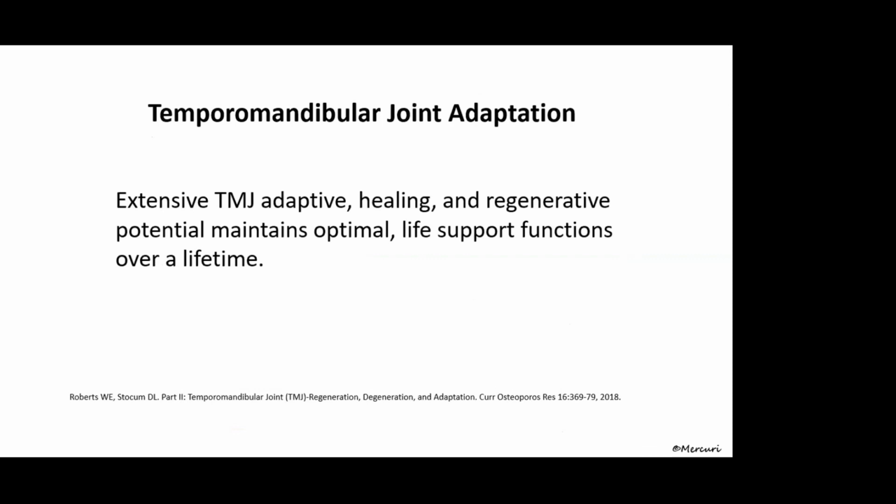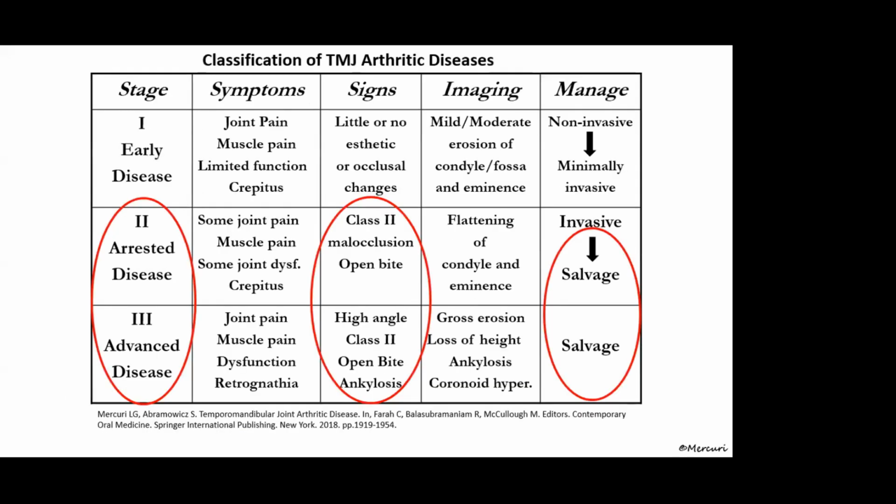The temporomandibular joint has extensive adaptive, healing, and regenerative potential, as shown in this particular case, in early stage disease. What about when we get to late disease, either arrested disease that has gotten to the point where we now have a malocclusion, or the advanced stage disease where we end up with patients with open bite?